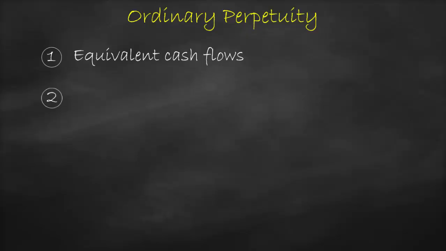This video is about perpetuity. So what are the major characteristics of ordinary perpetuity? It has 4 characteristics. The first one is we must have equivalent cash flow, which means we have the same amount. Second characteristic is it occurs at the end of each period.